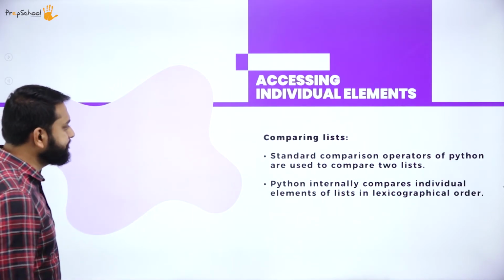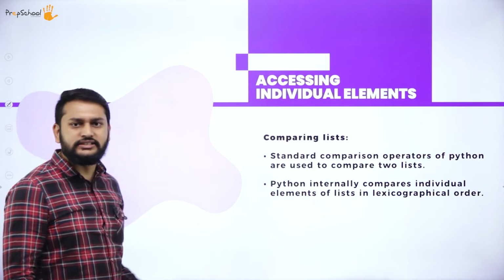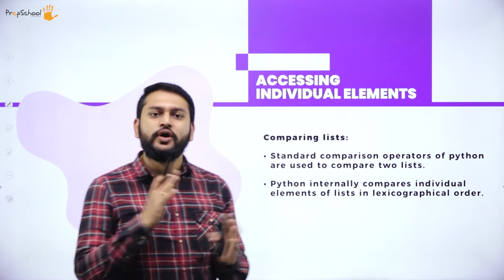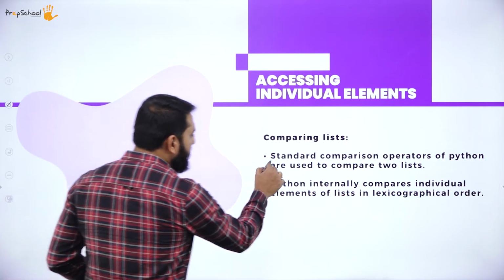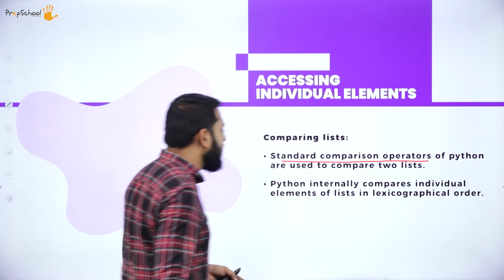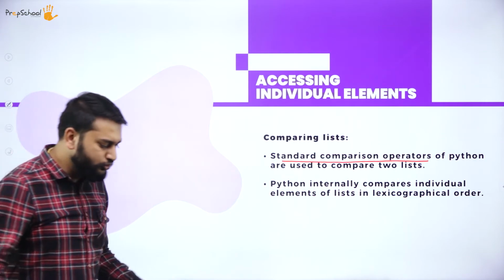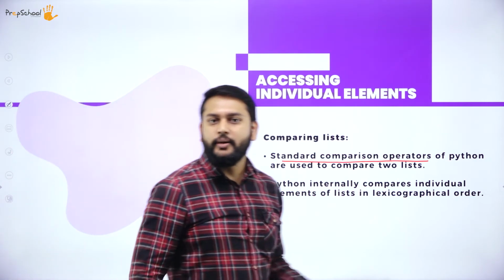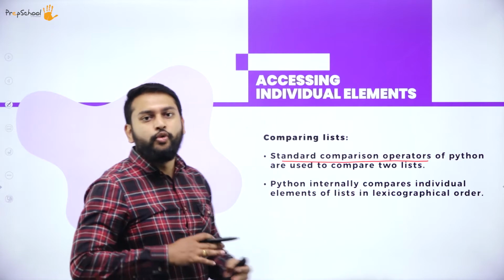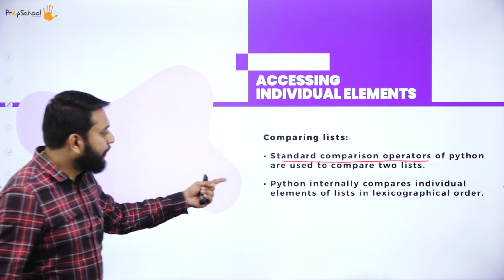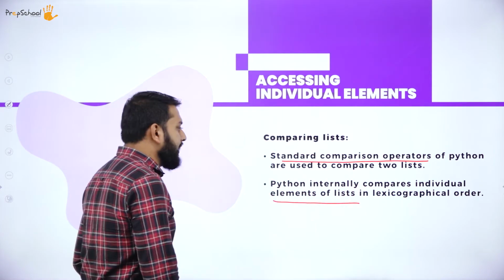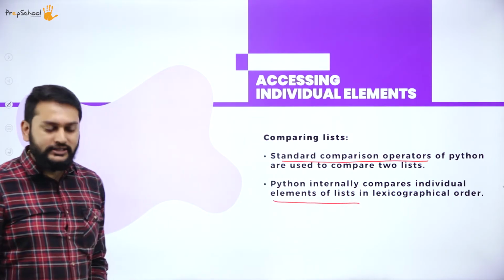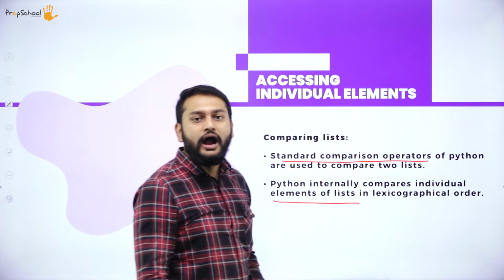So moving forward, comparing the list. How do I compare one list to another list is what you need to understand, guys. Standard comparison operators of Python are used to compare. So we use the equality operator to compare, right? That's how we compare. Python internally compares the individual elements of the list in lexicographical order. So that is what you need to understand.